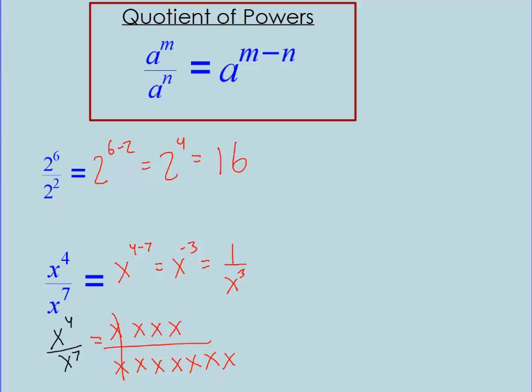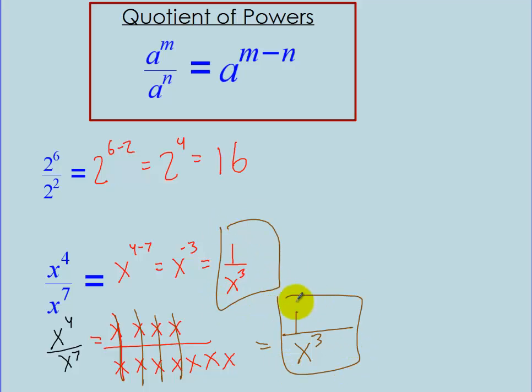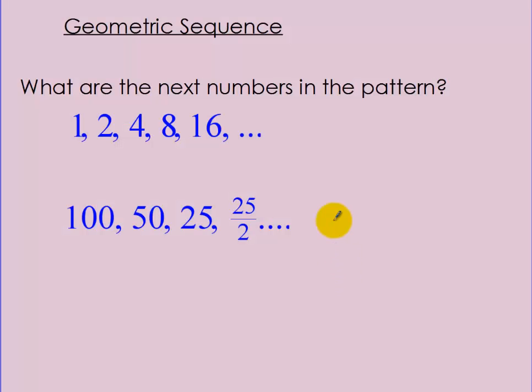So these cancel. Let's do this in brown. These cancel, cancel, cancel, and cancel. What am I left with? Well, nothing on top, and when there's nothing, just leave a 1. And then 3 x's are on the bottom, so that's x cubed on the bottom, which is our same answer. So you don't have to follow these formulas if you know other ways to do this. Absolutely not. All right, geometric sequences.